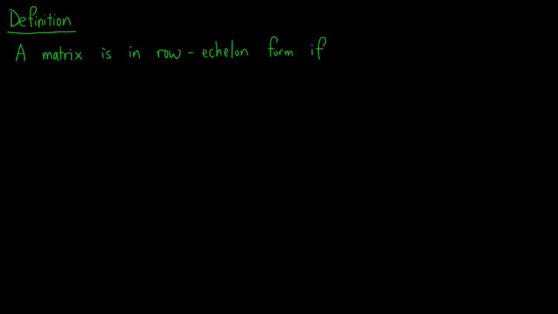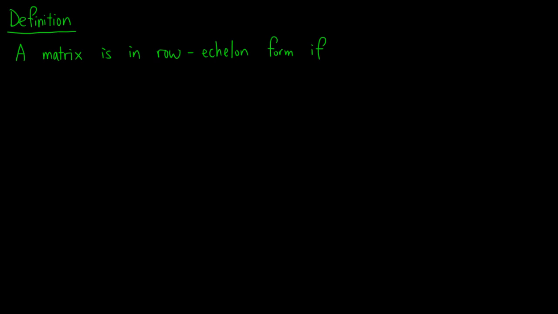In the last video, we have seen that if we can write the augmented matrix of a system in a nice form, then we can solve the system easily using the method of backward substitution. Such a matrix is said to be in row-echelon form, and its definition is given as follows.